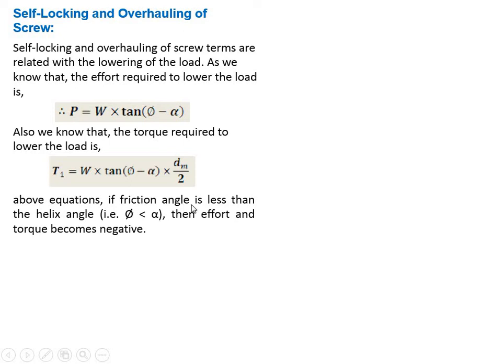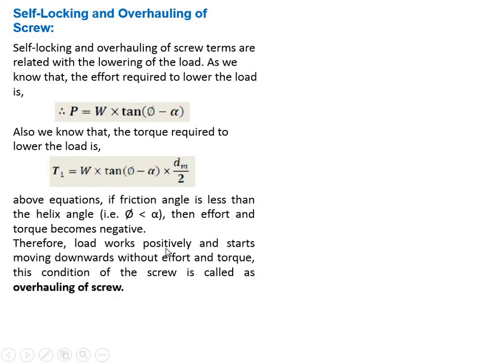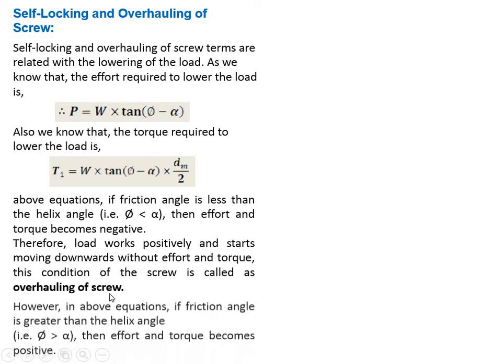But in the above equation, if the friction angle is less than the helix angle, where phi is the friction angle and alpha is the helix angle, that is, if phi is less than alpha, then the effort and torque become negative. Therefore the load works positively and starts moving downward without effort and torque. This condition of the screw is called overhauling of the screw, meaning it moves downward without any effort and without any torque.